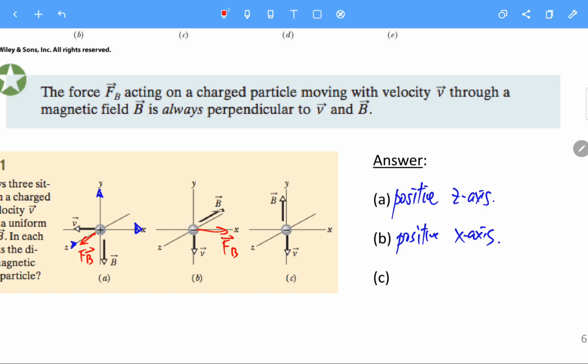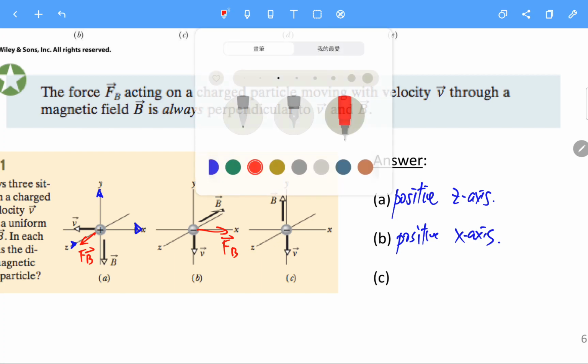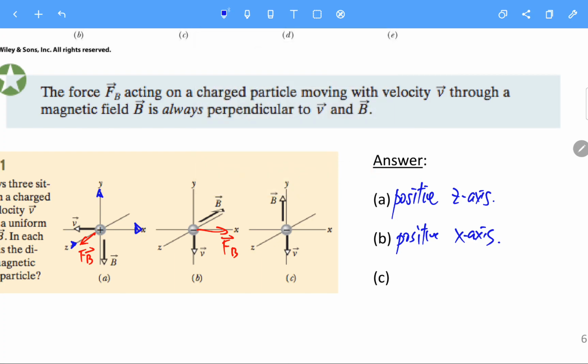How about the third one? There is no direction because the force is zero. The angle between them is 180 degrees and sine 180 degrees is zero. So FB equals zero.